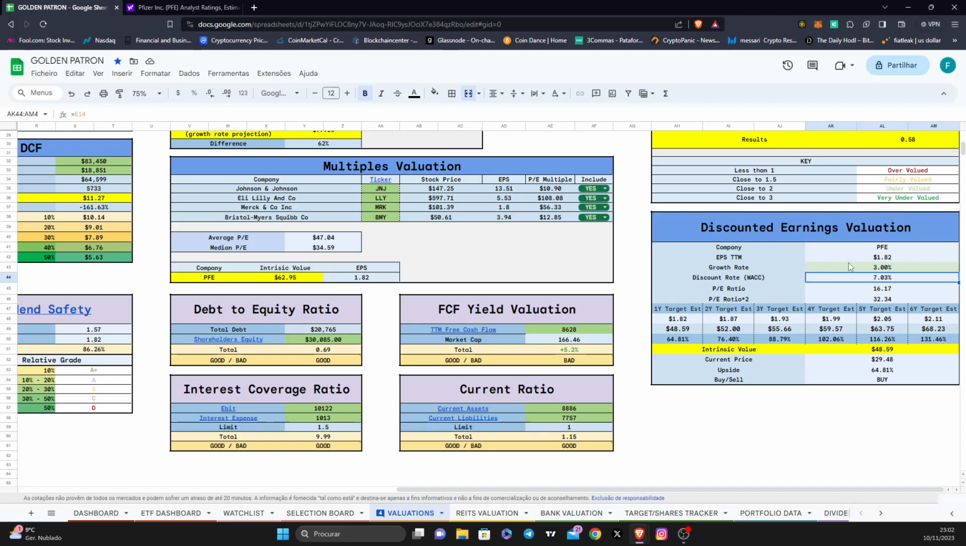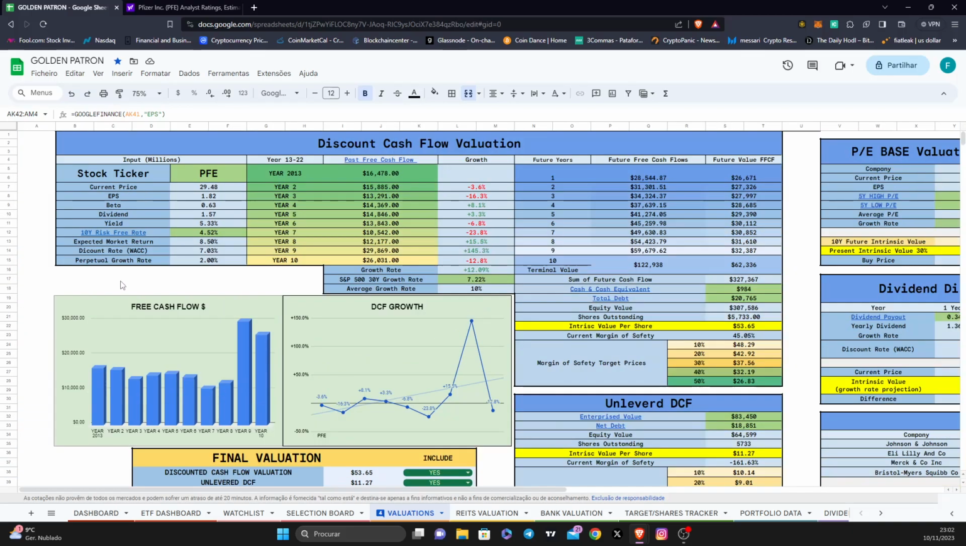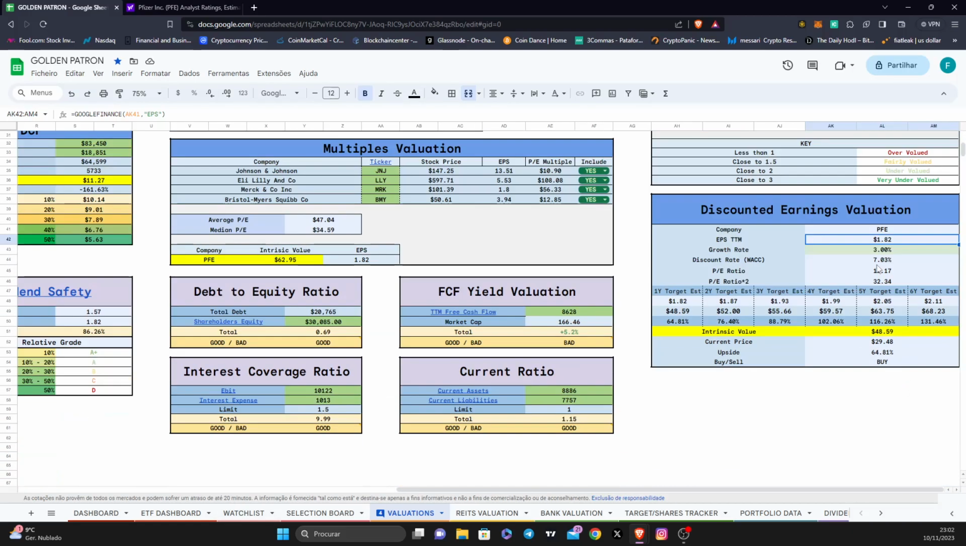Once we plug that in, everything automatically calculates by itself. The earnings per share automatically fills in. The discount rate comes in since we have it right here. This was automatically calculated once we put in the ticker symbol, so we don't have to do anything. So we have the discount rate, the P/E ratio, and the P/E ratio times 2. It just takes the P/E ratio and multiplies it by 2.